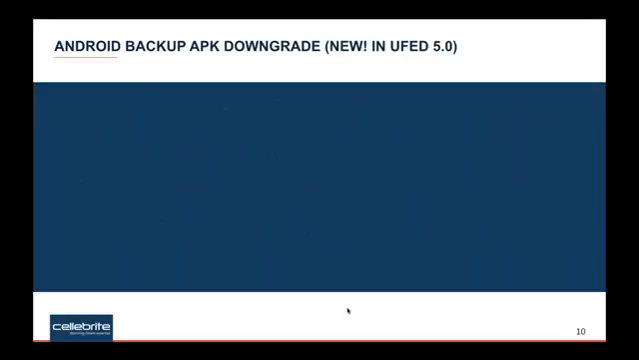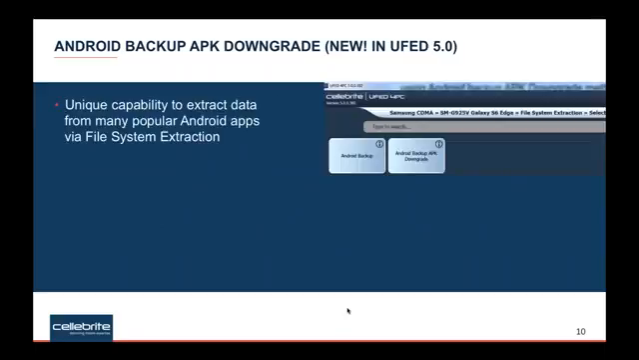A very interesting new feature of UFED 5.0 that I wanted to touch upon here, that you might not be aware of, is the fact that we can extract many popular Android apps that are currently encrypted due to newer versions of the apps that are in use. What's interesting is that by downgrading them within the device itself over Android Debug Bridge, by pushing an APK package to it, it's possible to then have the older app do the interpretation of this newer inaccessible data.